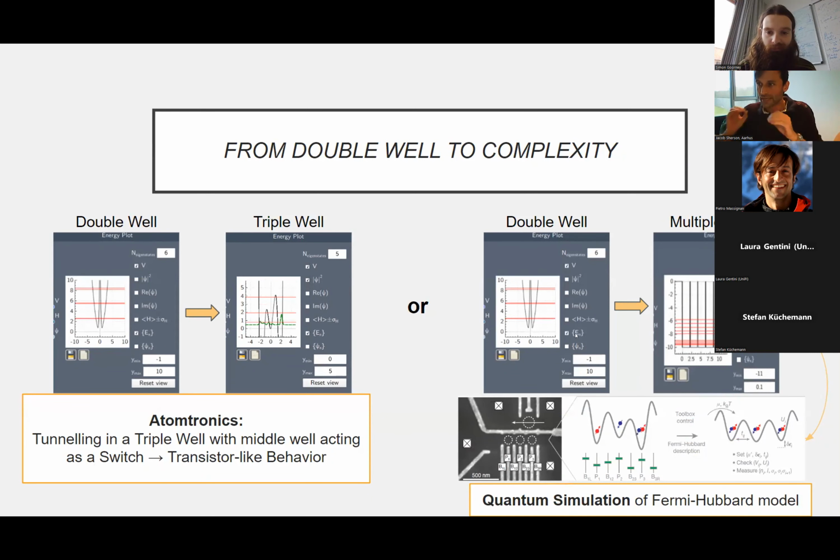And you could also add level by level or well by well, and then you get multi-well, and you sort of get a band structure appearance of that with the bands there. And we can start to relate that to an atom, or an electron that is initialized and starts to tunnel around.